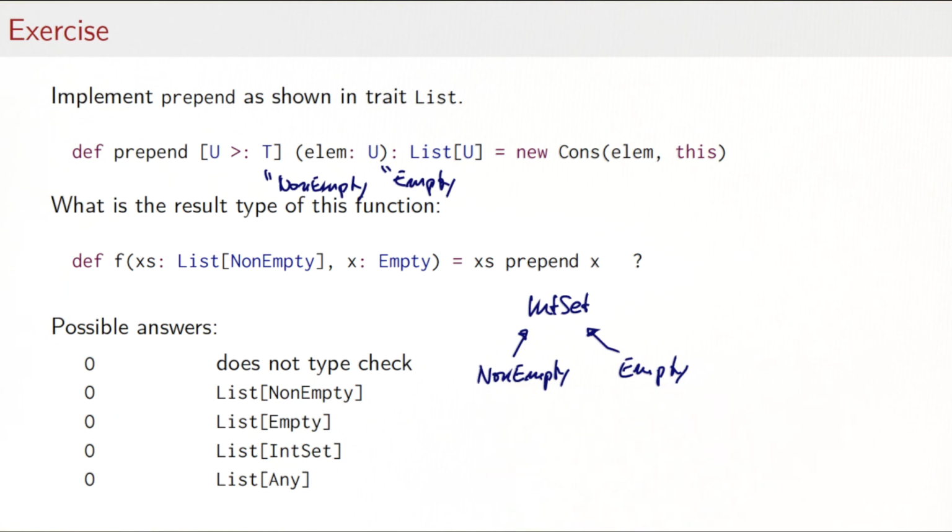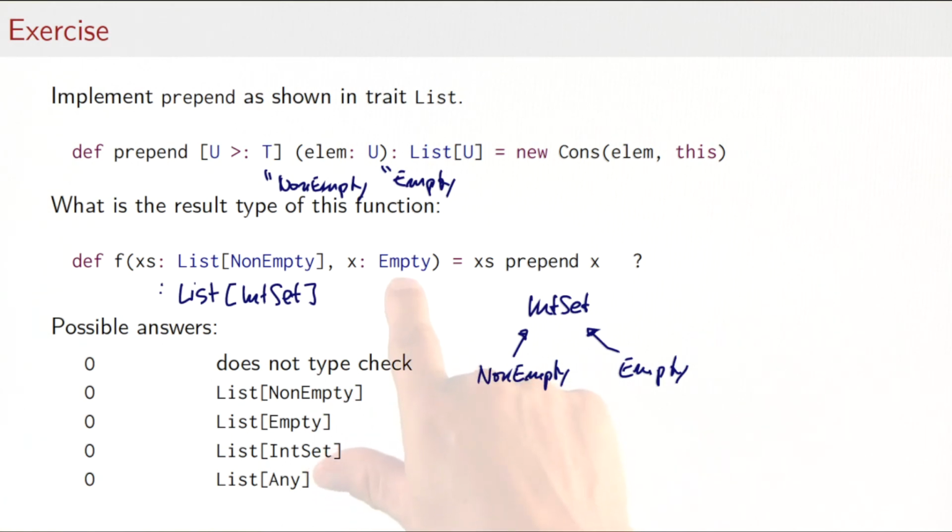Is Empty a subtype of NonEmpty? No, of course not. So that's why the Empty value that we pass in here doesn't conform to the NonEmpty type. So what the type inferencer would choose instead is the next higher type up here, so that would be IntSet. Maybe U can be an IntSet, and indeed that would work out. The list xs, which is a list of NonEmpty, is of course also a list of IntSet because of covariance of lists.